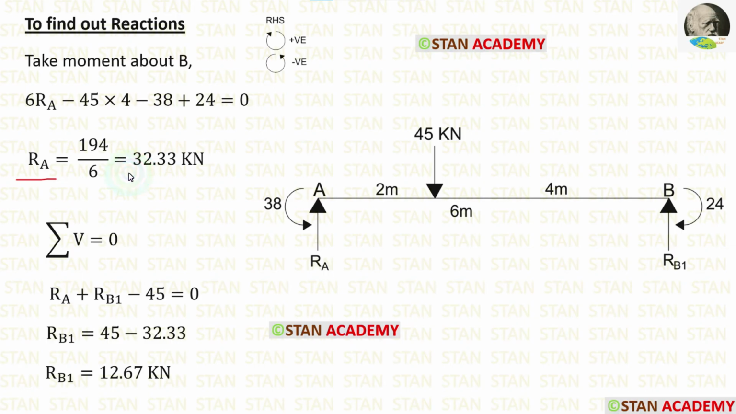Finally, we are getting RA, which is equal to 32.33 kN. To calculate RB1, let us apply the rule summation of vertical forces is equal to 0. In this span, we are having three vertical forces, RA, RB1 and 45. RA and RB1 are acting upwards, so both are positive. 45 is acting downwards, so it is negative. We have already calculated RA, which is 32.33. We can apply that. Finally, we are getting RB1 12.67 kN.